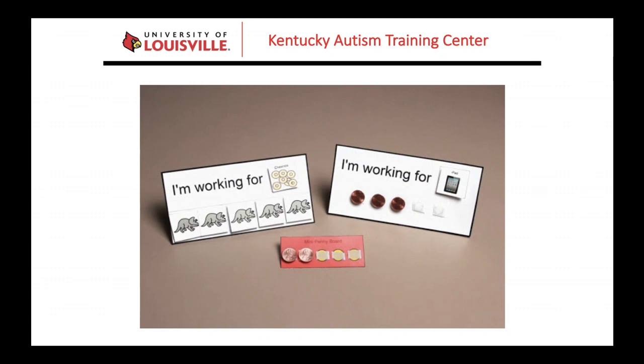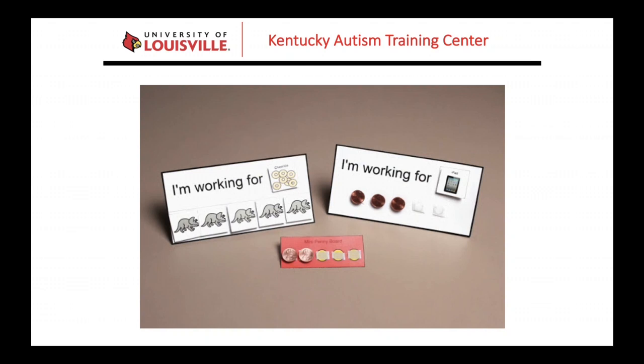In the example on the right, the individual is working for time on the iPad. If you choose to use things that do not have a specific end, like time on electronic devices or reading a book, then you'll want to make sure that they have an understanding of time. That doesn't mean that they understand what 5 minutes is, but maybe you use a time timer or another device so that they understand that their time on the iPad is time limited.